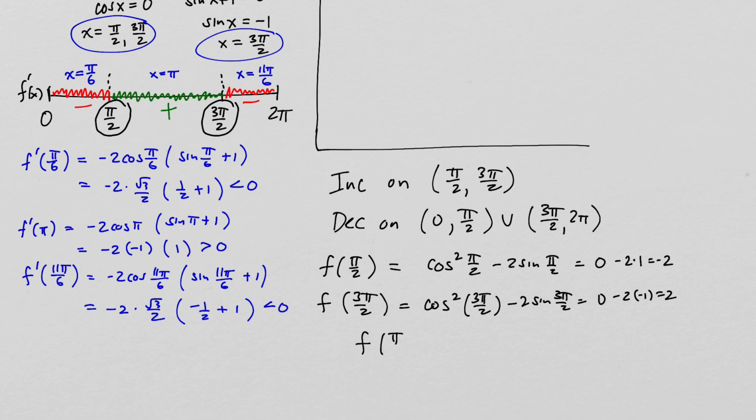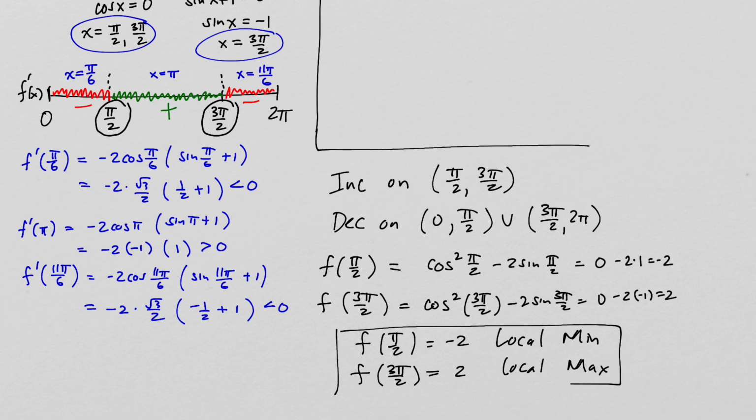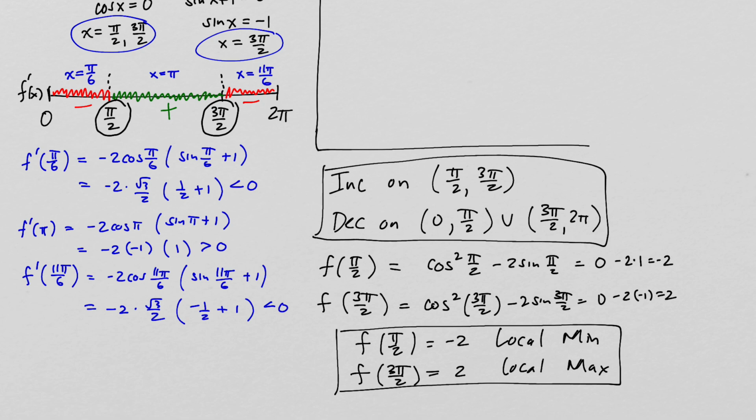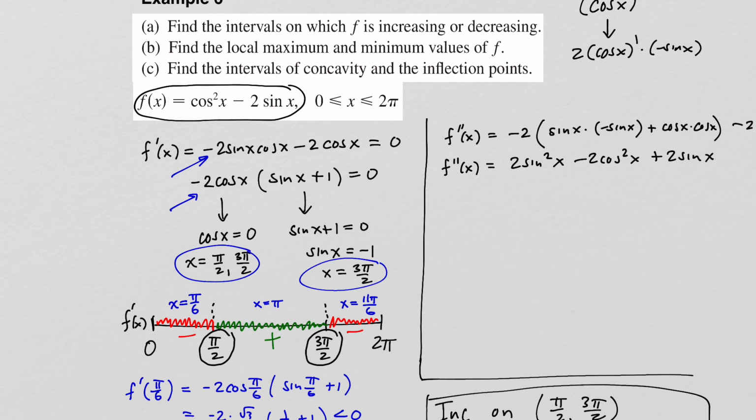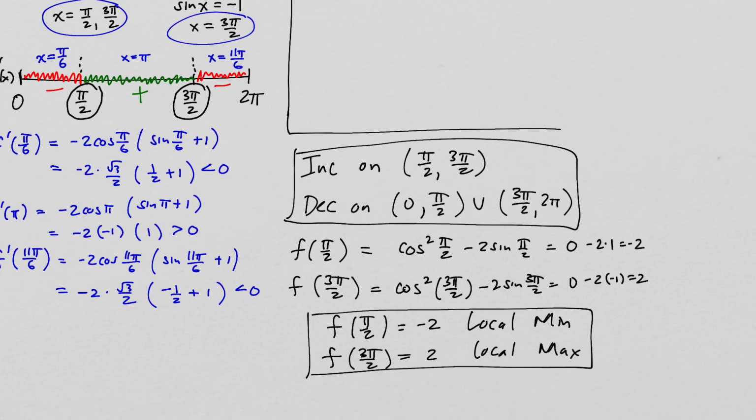So f of pi over 2 is negative 2. This is a local minimum. And f of 3 pi over 2, which is positive 2, is a local maximum. So we've got parts A and B answered. Now let's take a look at part C.